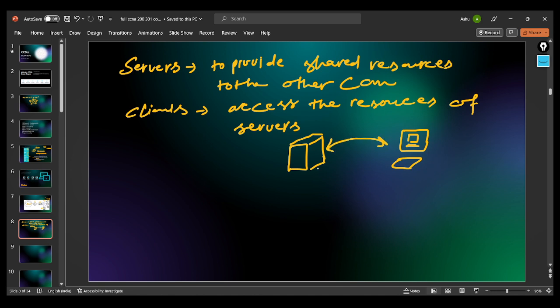They want to connect to each other. This is a server. Here some data is stored. This is a client. Clear?